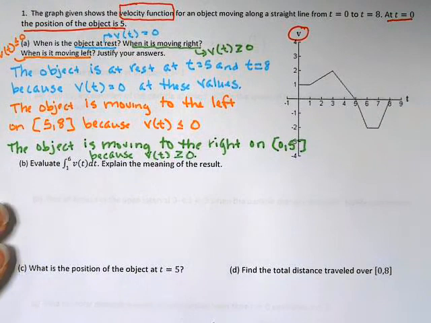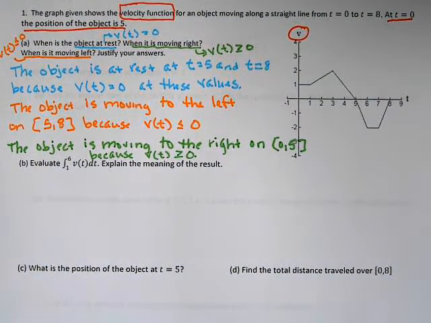So notice for each of these I had "because" on my answers because it asked us to justify our answers. So it's not just what are the values or what are the intervals, you have to include that justification as well. All right, so part B says evaluate the integral from 1 to 6 of v of t dt and explain the meaning of the result.